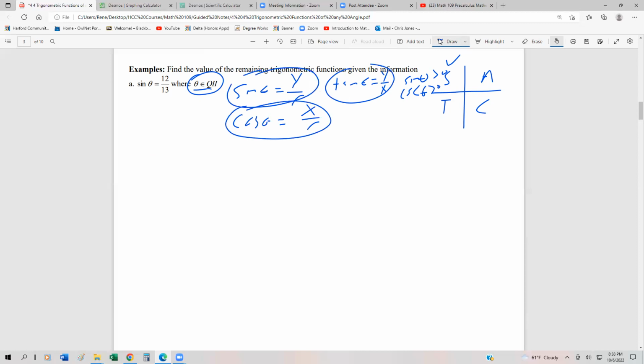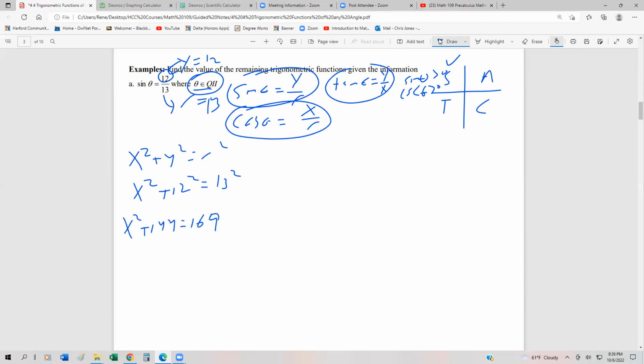All right, so what this means is that y is equal to 12 because it's the numerator, and r is equal to 13. To help us find x, we're going to use the relationship x squared plus y squared equals r squared. And so that means that x squared plus 12 squared is going to be equal to 13 squared. If we solve, x squared plus 144 equals 169. We're going to subtract 144 from both sides, and x squared is 25. And by taking the square root of both sides, x is either plus or minus 5.